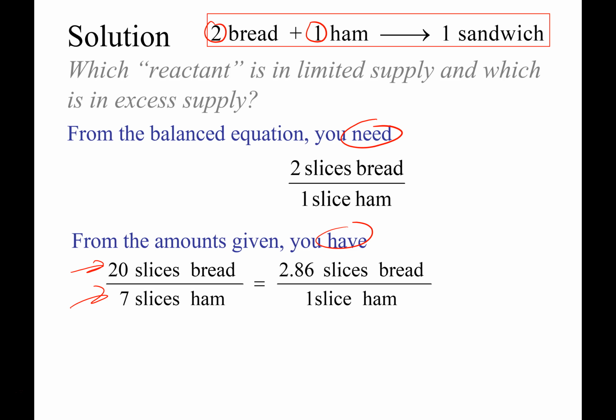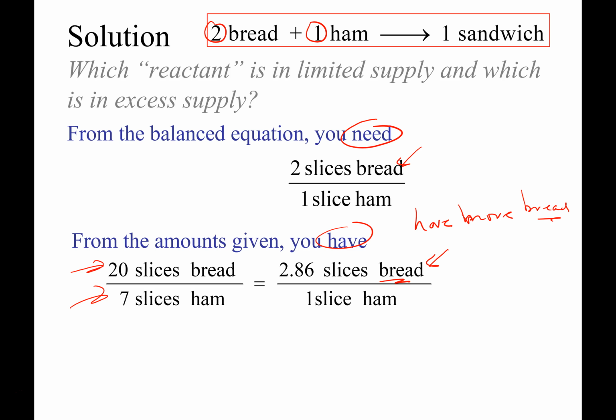In this method, once you have the need ratio from the stoichiometric coefficients in the balanced equation and the have ratio from what you were given, you compare the 2. With regard to bread, the thing in the numerator, I have more bread than I need. And that's exactly what you told me: 20 was more than I need to make my 7 sandwiches.